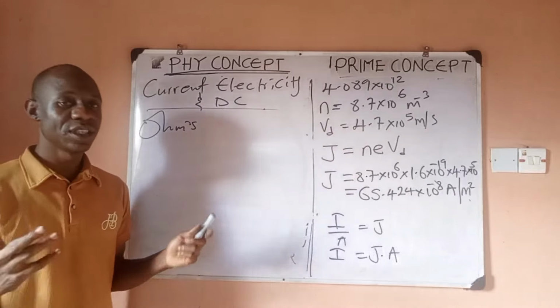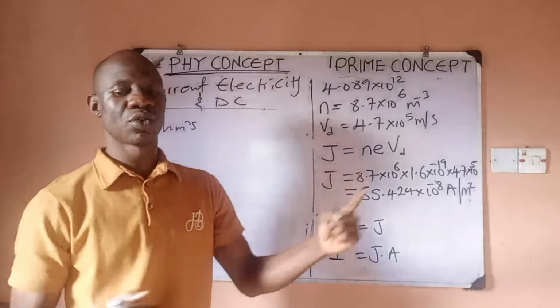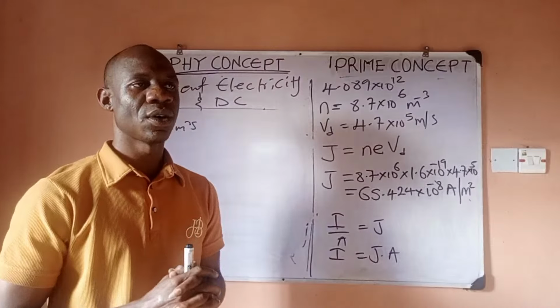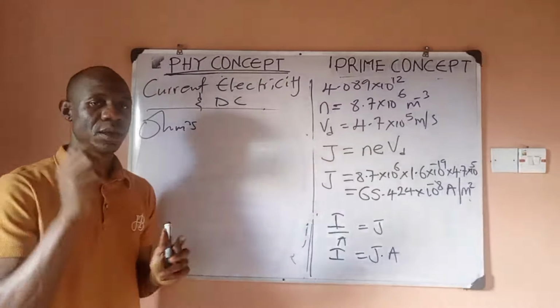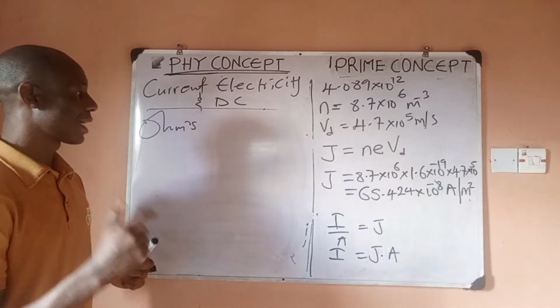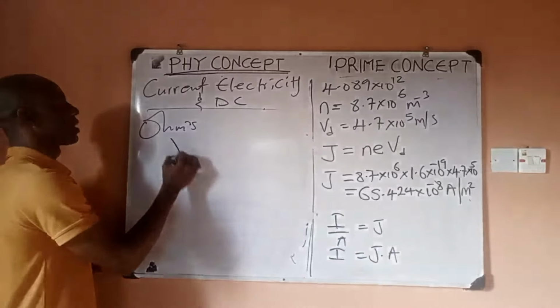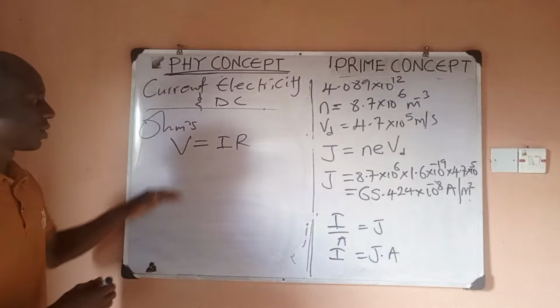So I believe that you already know Ohm's law. I'm just stating it for stating's sake. The current that flows through a metallic conductor is proportional to the potential difference across the terminals, provided that temperature and other physical constraints are kept constant. So mathematically, we can say that Ohm's law is V equals IR. So this is Ohm's law.